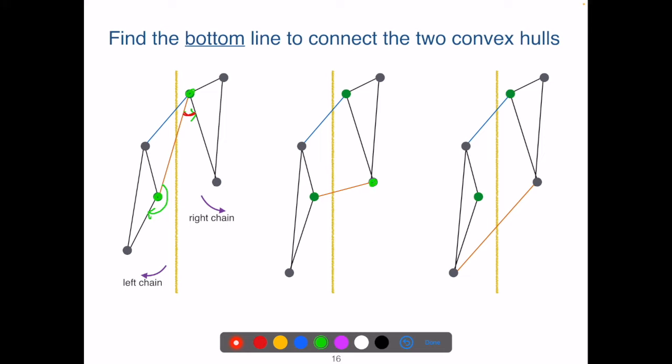And again, we check the two angles. This is a good angle. Now this is a bad angle marked in red here. So we need to shift the end on the left-hand side. Now we are connecting these two green points. Again, we check the two angles. This is a good one. This is also a good one. And this red line is the bottom line we were looking for that can connect the two convex hulls.